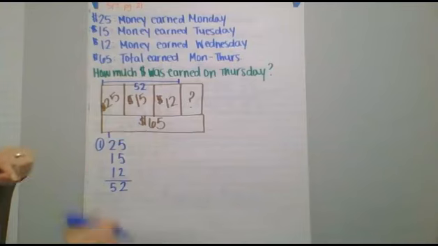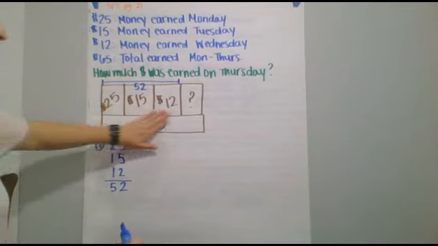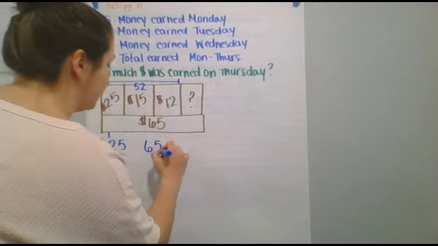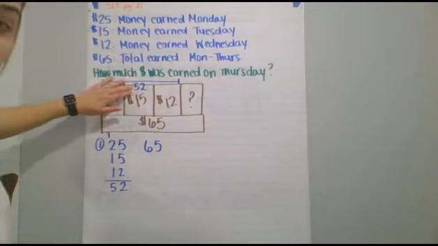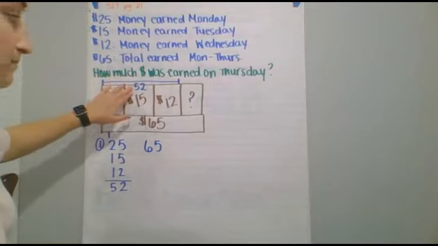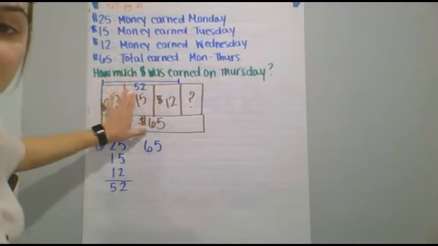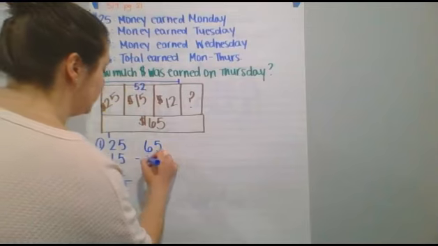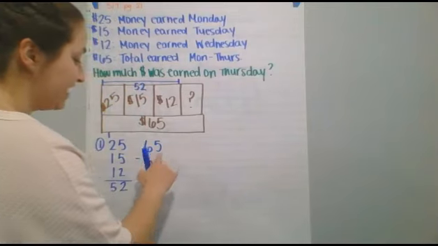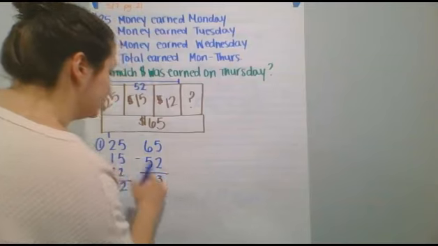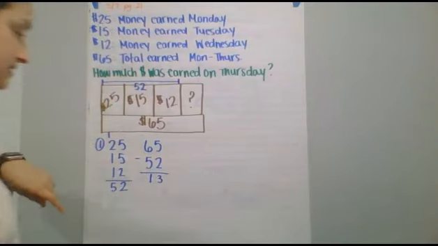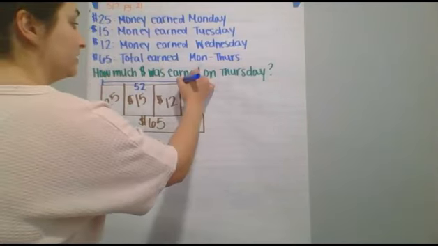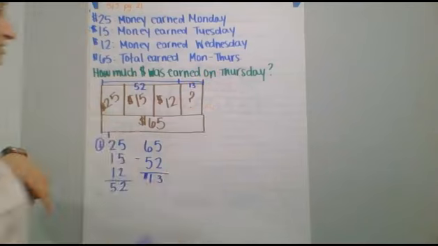All right. So what I want to do now is I want to take that total amount of money that I earned, which is $65, and I want to subtract away the amount of money that I know I have, figure out what the difference is between these 2 amounts. So I'm going to take minus 52. 5 minus 2 is 3. 6 minus 5 is 1. So right now it's showing that this would equal 13.